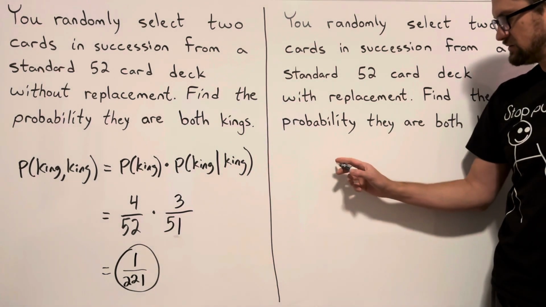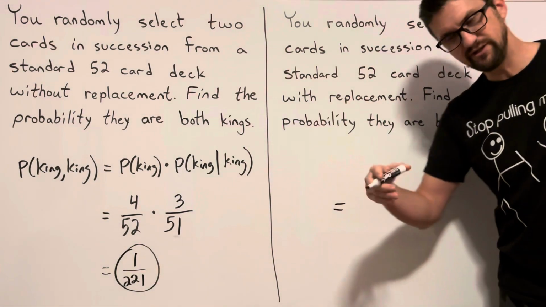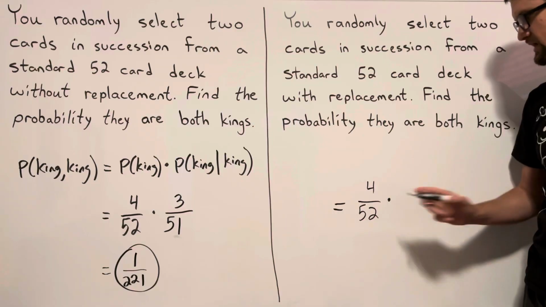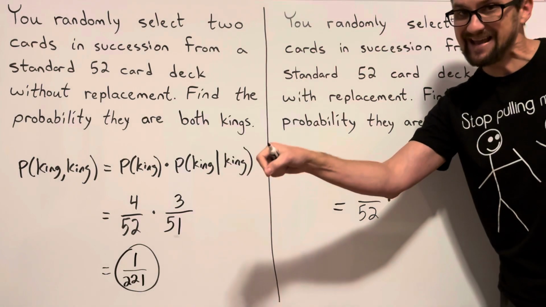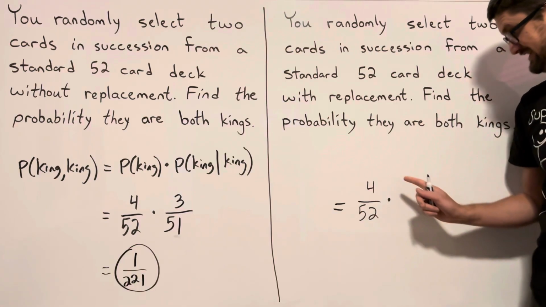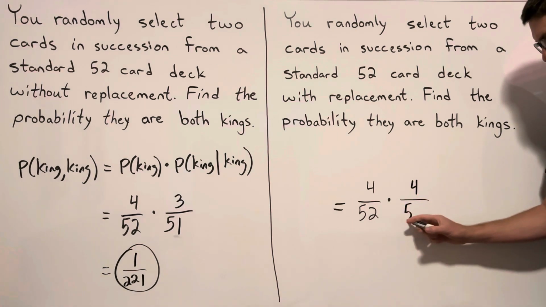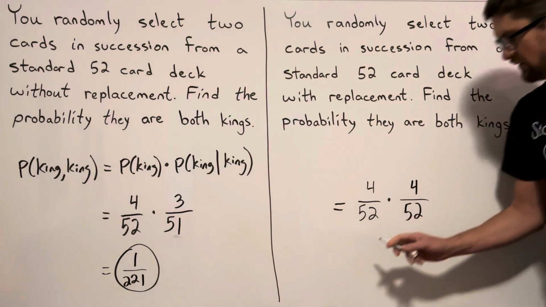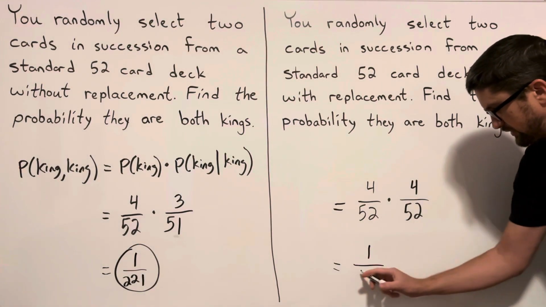So it's going to be the same deal, same formula. The probability that the first one is a king is, again, 4 out of 52. And then I multiply by the probability that the second card is a king. Now, since I put the first king back in the deck, the probability that the second card is a king is the same as the probability of the first card being a king. There's 4 kings back in the deck, and there's a total of 52 cards back in the deck. And if you work this out and simplify it, you'll get 1 over 169.